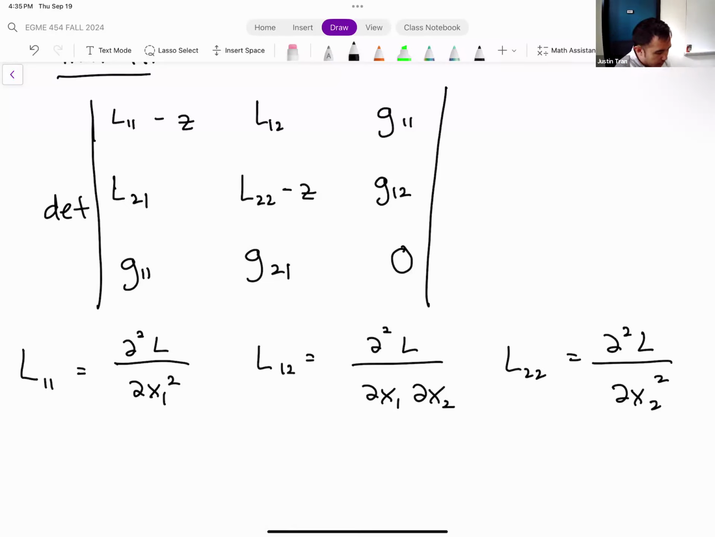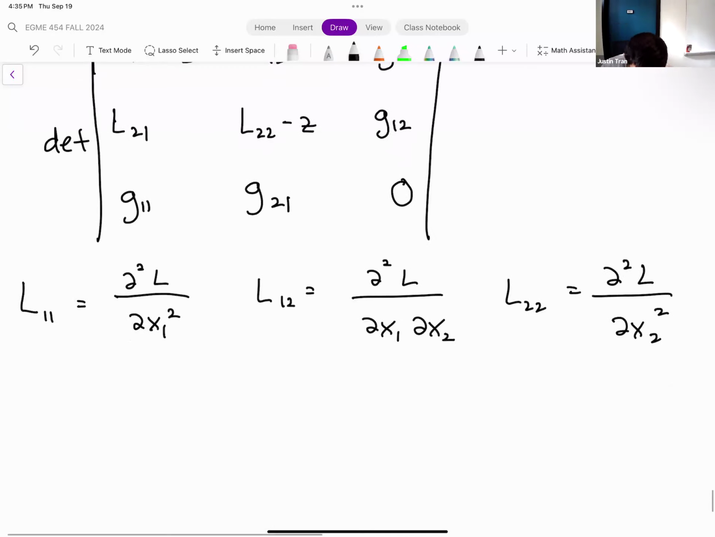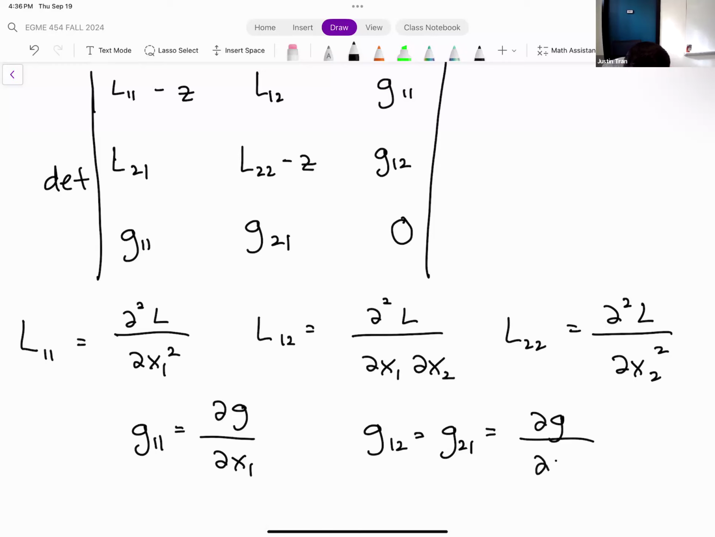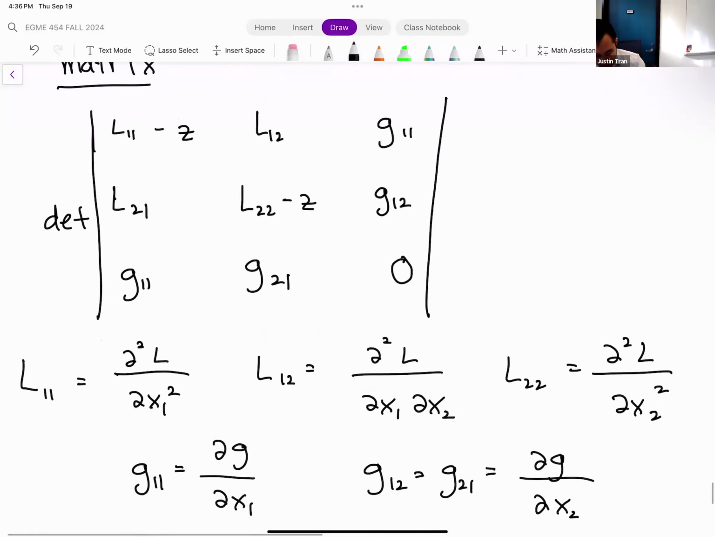And then what are the G's? The G's here are the first order derivatives of our constraints with respect to the design variables. So G11 is equal to partial G partial x1. And G12 is the same as G21, that's partial G partial x2. And then in the bottom right, the 0 is just 0. So that's the nice thing about this matrix.